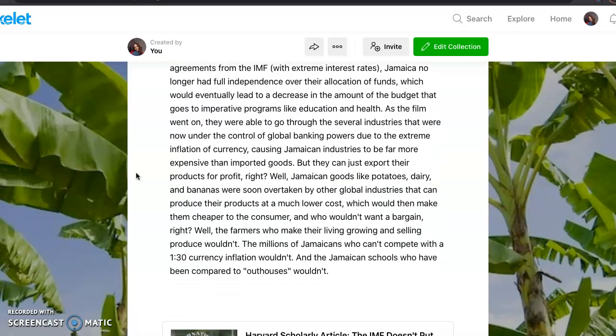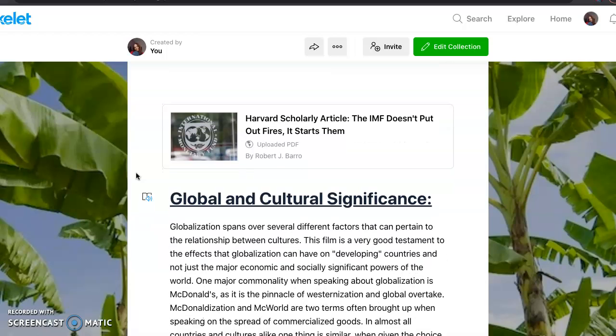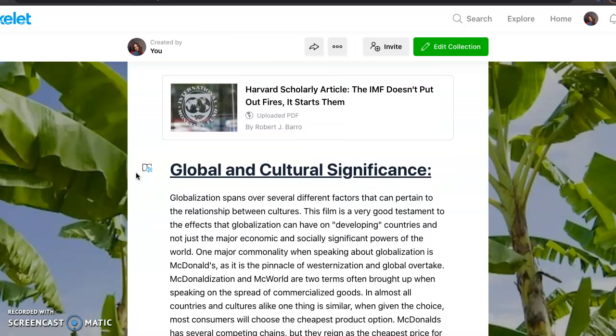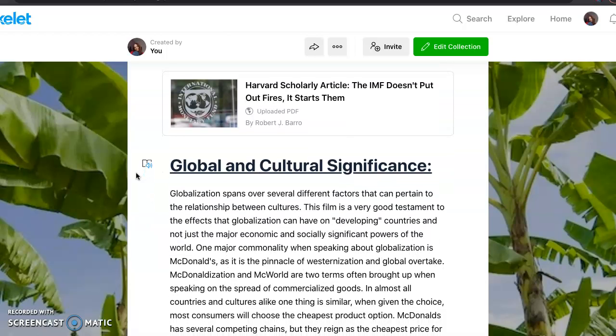Going through this Harvard article is really great, an overall contextualization of the IMF, because obviously Jamaica isn't the first country that this has happened to. The IMF gives loans to a lot of people, especially developing countries.